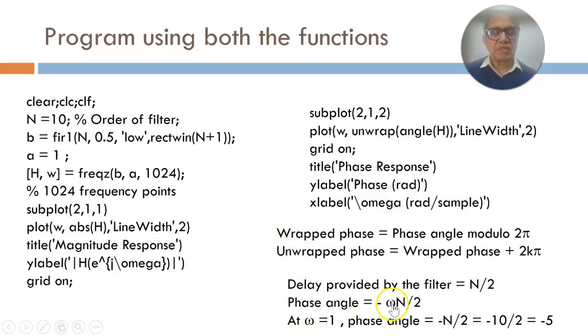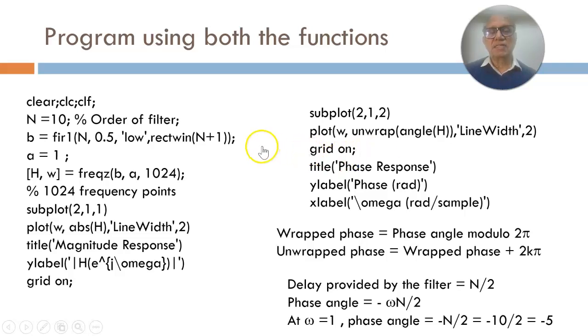This of course is a function of omega, linearly related to omega. But if you calculate this at omega equal to 1 to check whether your curve is correct or not, then the phase angle is simply minus N by 2. In our program, we have chosen N equal to 10. So we should get, at omega equal to 1, the phase angle equal to minus 5. That is the unwrapped phase angle.